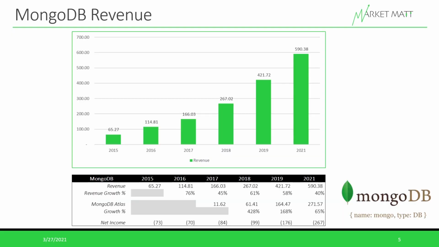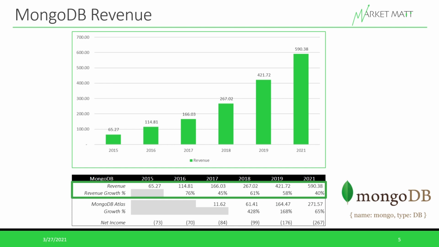So now that we have a good understanding of the business and the industry that MongoDB is in, let's start to shift to the fundamentals. If we look at MongoDB's revenue, it's been a company that's been growing really fast over the last 6 years. In 2015, MongoDB's revenue was about $65 million, and now in 2020, its revenue is at $590 million. It's had a lot of impressive growth from 2015 to 2021.